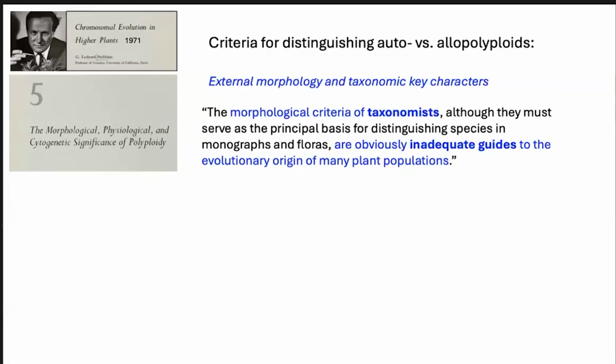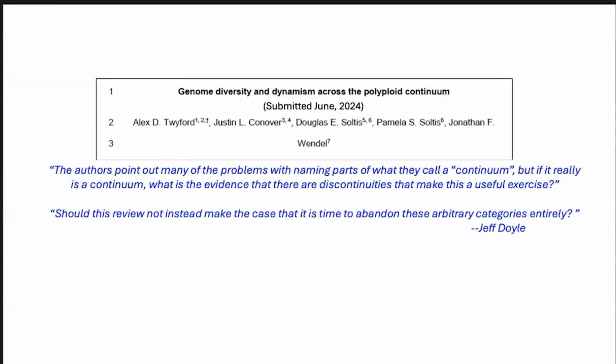And taxonomists don't make crosses all the time, don't do all those things. They just describe things on the basis of morphology. So most of the terminology, most of the decisions about whether something is auto or allo is whether taxonomists have said it involves two species making it or one species making it, whether it's a hybrid or not, a non-hybrid.